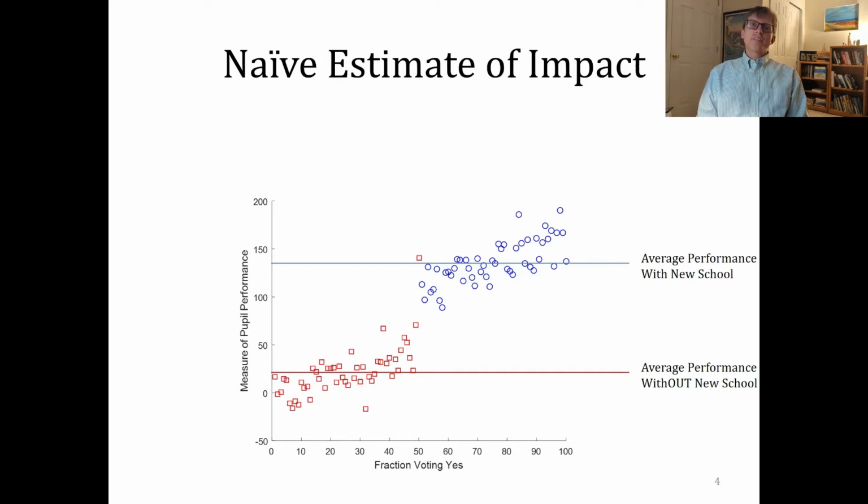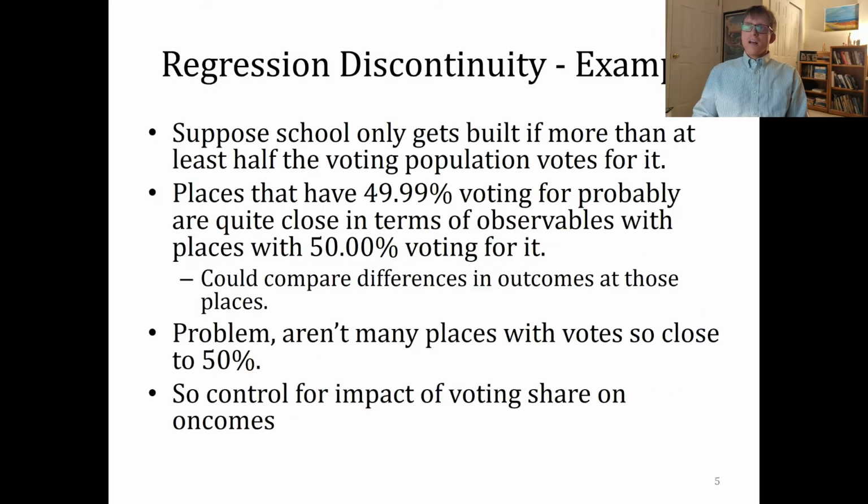So how does regression discontinuity address this? Let's start with a story that illustrates the idea. Suppose a new school only gets built if at least 50% of the voters approve it. Imagine two towns, one in which 49.99% of voters voted for a new school building, and another town where 50% of voters voted for it.